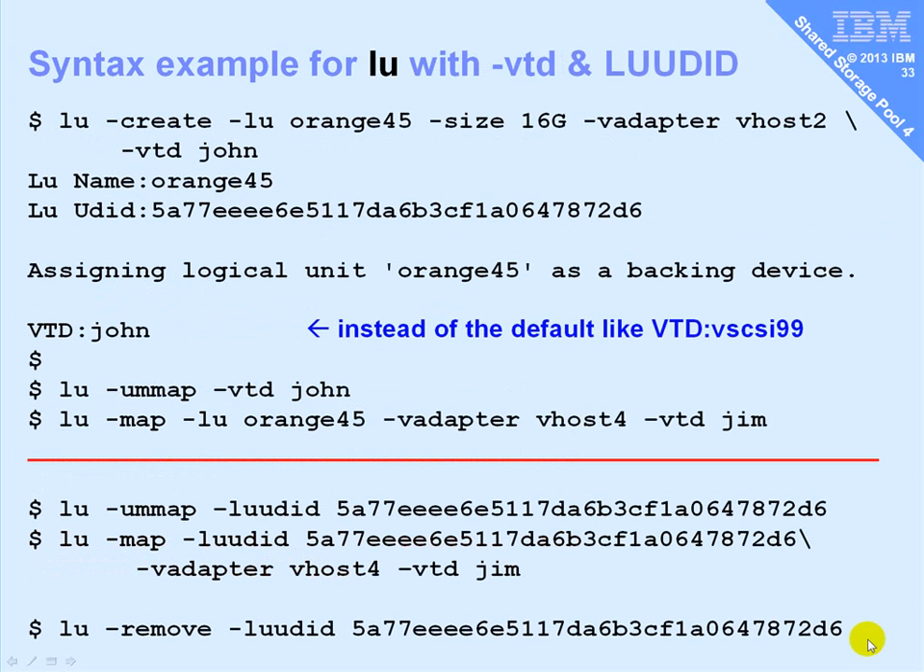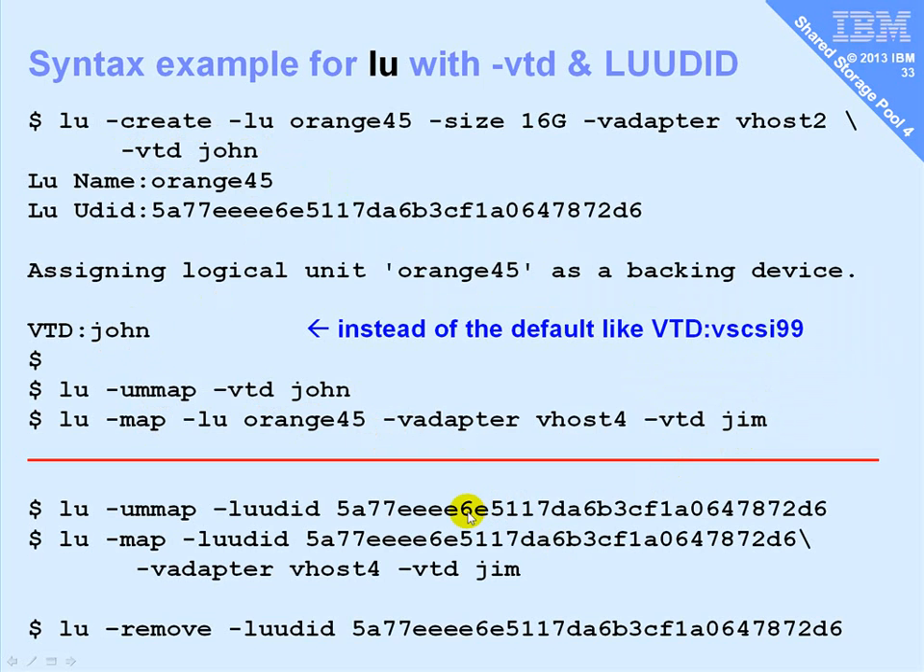Here's two more slightly more complicated examples. Normally when you create a mapping, it gives you a virtual device name that looks something like this, vtscsi, and a number that keeps getting incremented. You can, however, specify what this is called. In this example, we just added the -vtd option and gave it a name, and now this is what we get when it's mapped in. We can then do things like unmapping via that name, and then we could remap it to a different name if we wanted to.